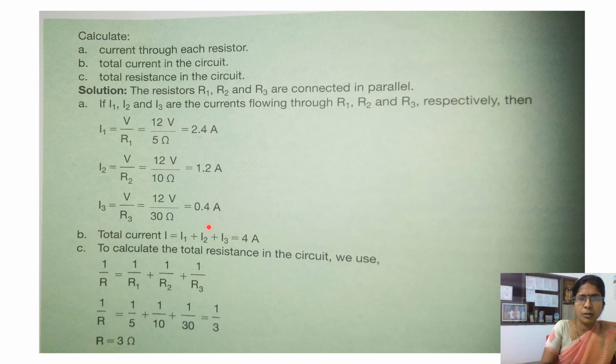Now the third one, the total resistance in the circuit has to be found. The total or equivalent resistance in the circuit can be found using a formula, and you should choose the formula depending on the combination. Here the combination is parallel, and in parallel combination the equivalent resistance is given by 1 by R is equal to 1 by R1 plus 1 by R2 plus 1 by R3, which is equal to 1 by 5 plus 1 by 10 plus 1 by 30. When you solve them, you will get 1 by 3, and from this R is equal to 3 ohms.